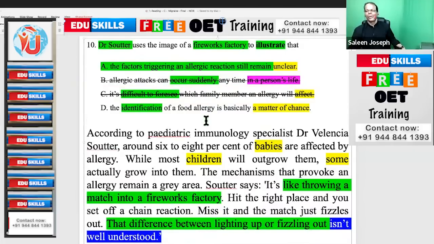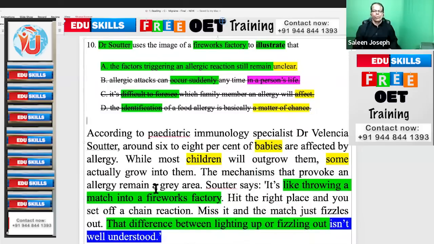Now, I'm giving you some clues to confirm. Not only to confirm this, why I'm teaching in detail is because when you read all these approaches you should use them to develop competency. After that you don't require anything of this. You will immediately understand. Option D, the identification of a food allergy is basically a matter of chance. Do you have anything of that sort here? No. Nothing is given.